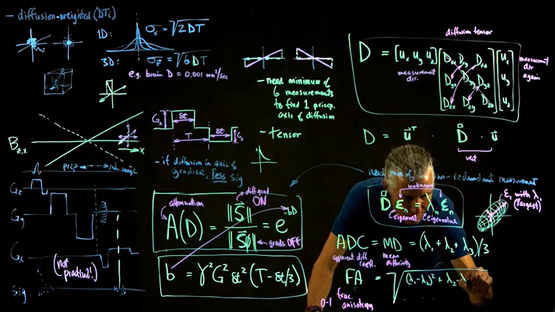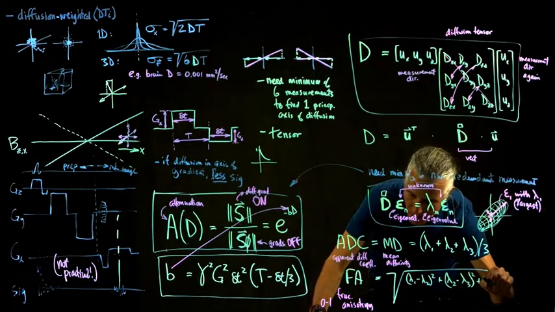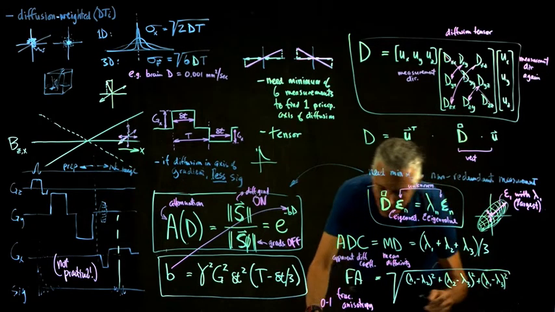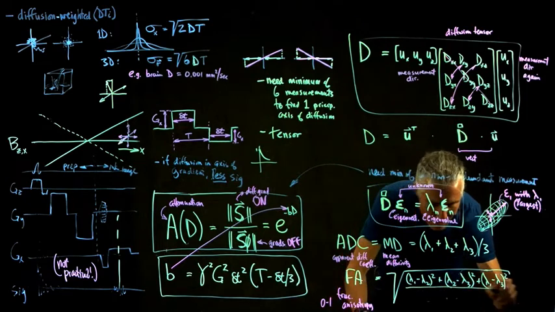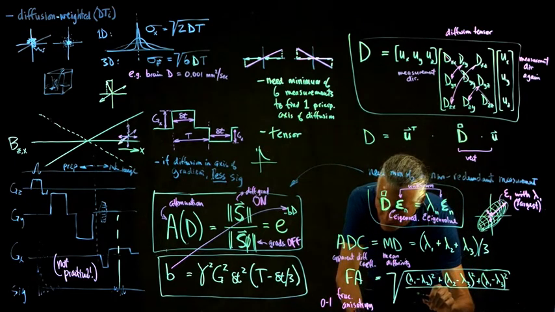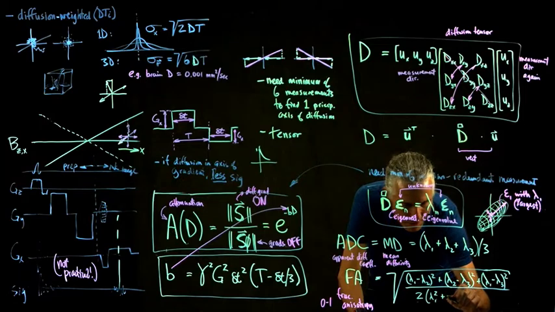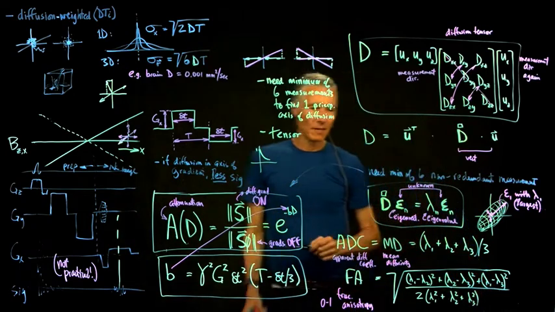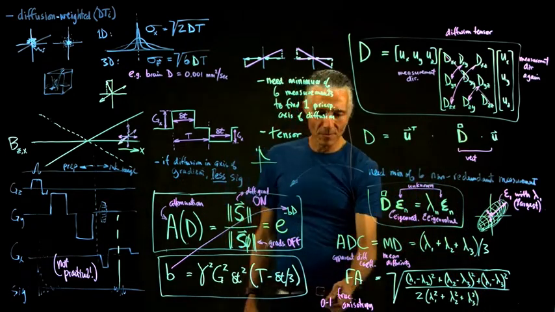x2 (lambda 2 minus lambda 3) squared plus (lambda 1 minus lambda 3) squared. So you basically compare them all to each other, square them, add them up, and then divide by 2 times (lambda 1 squared plus lambda 2 squared plus lambda 3 squared). The end result is something that goes from 0 to 1.